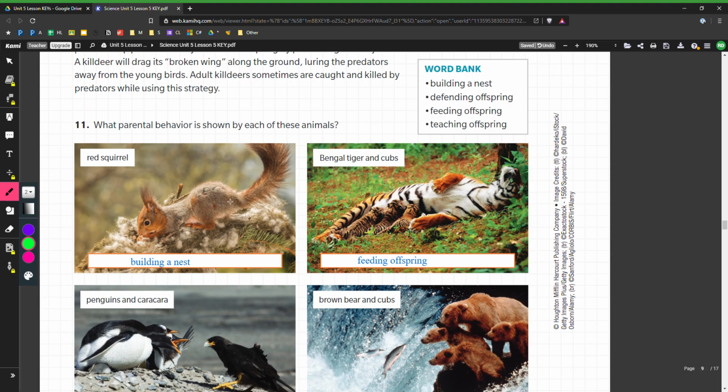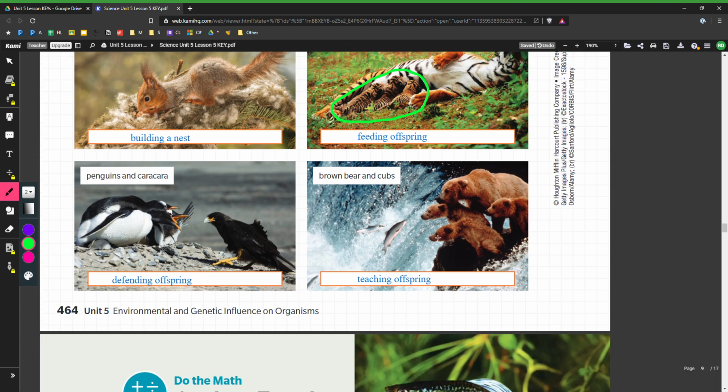Our squirrel is building a nest. The tiger is feeding offspring, which you might not notice at first, but there are tiny tigers over here feeding. The brown bear and the cubs, like the older bears, grizzly bears, are teaching the younger bears to catch fish. Well, I'm pretty sure this is not a brown bear. I'm pretty sure these are grizzly bears because grizzly bears have this hump, but whatever.